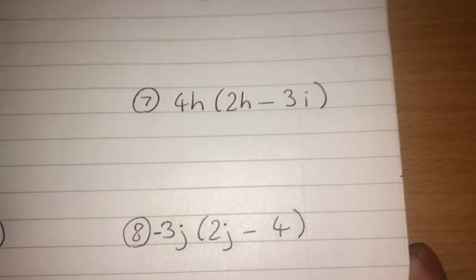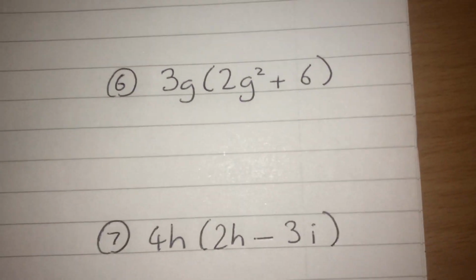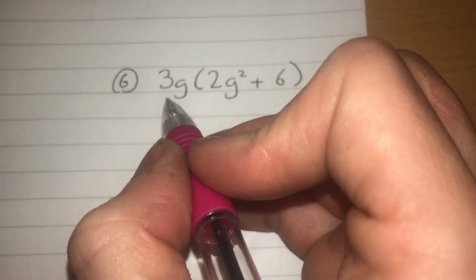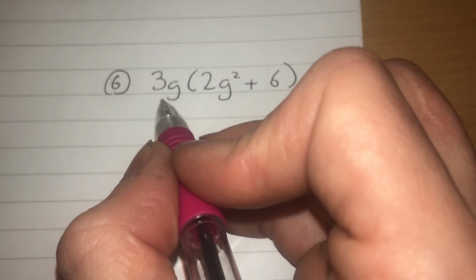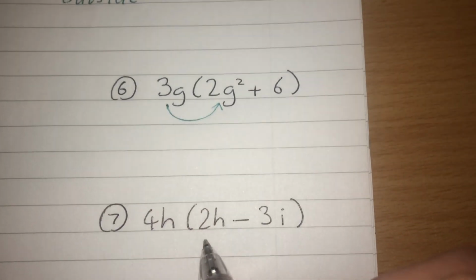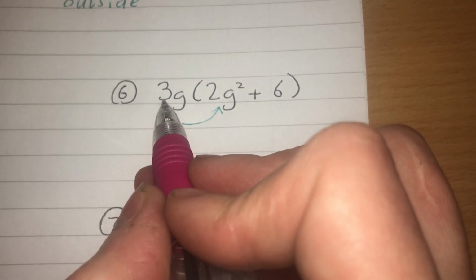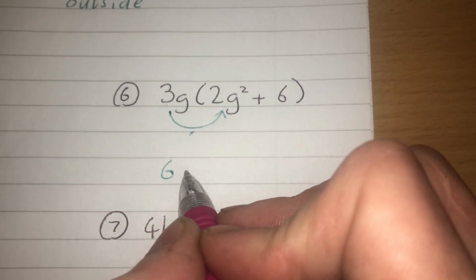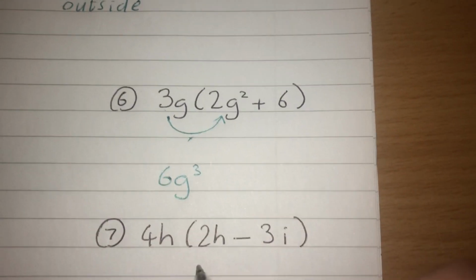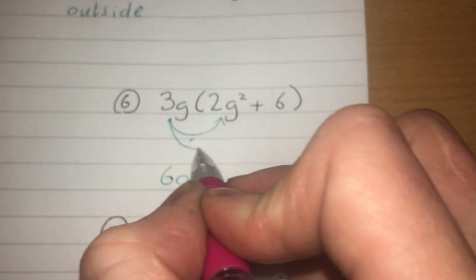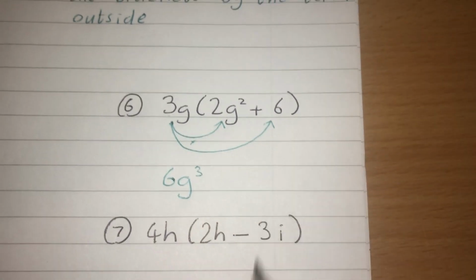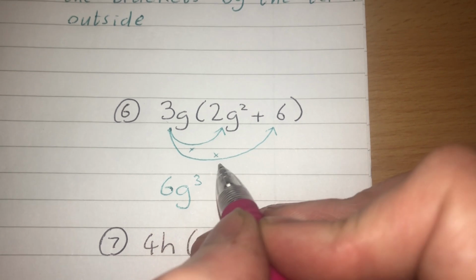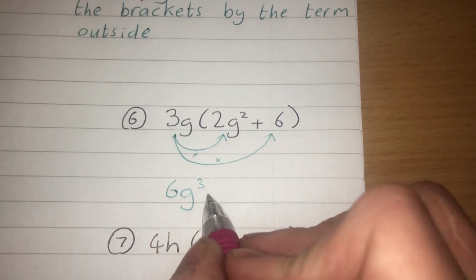Okay, moving on to our 6th example. So again, one where we've got a number and a letter on the outside. So I'm going to start by multiplying 3g by 2g squared. So start with the numbers. 3 times 2 is 6. G times g squared is g cubed. Alright. I'm taking our time and doing them nice and slow like this, and using the arrows means we don't skip anything out. 3g times 6 for the next term inside the bracket is simply 18g.